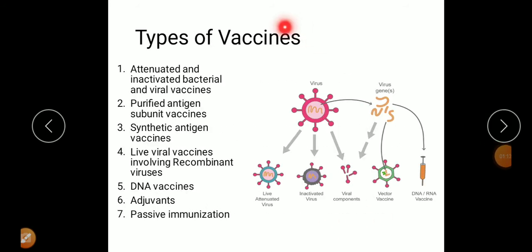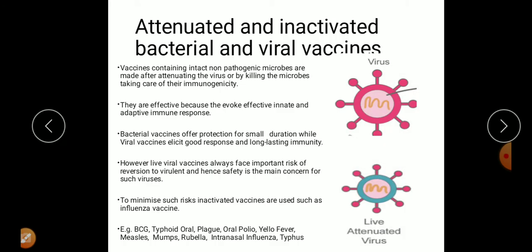There are different types of vaccines, like attenuated and inactivated bacterial or viral vaccines, purified antigen subunit vaccines, synthetic antigen vaccines, live viral vaccines involving recombinant viruses, DNA vaccines, adjuvant and passive immunization. These are the types of vaccines that we'll see in detail in upcoming slides.